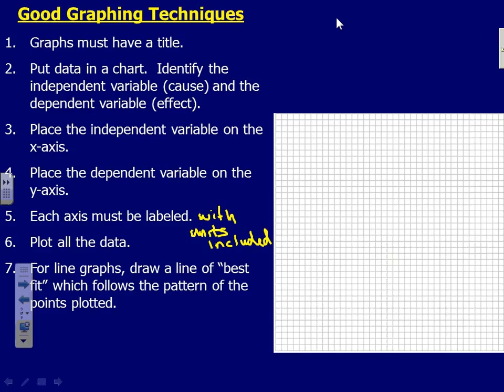Plot the data. Put your dots. I'm not a fan of necessarily a point protector. Some teachers like to have you put a little triangle or a little square around each of the dots. I don't get too excited about that. If you just have a dot, that's fine. For line graphs, draw a line of best fit which follows the pattern of the points. Sometimes the line of best fit is an actual line. Sometimes it's a curve. But we don't join the dots. We don't want it bouncing around. We want to get an idea of what the trend is.